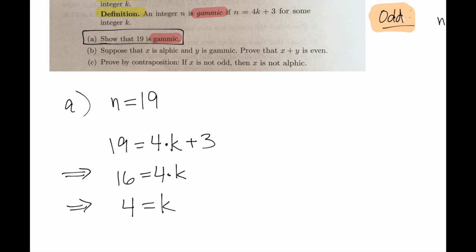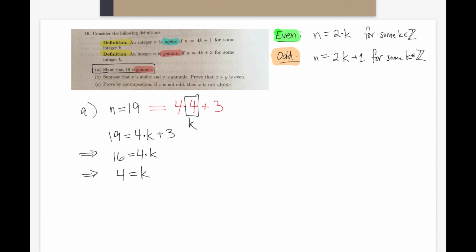And so to show that 19 is gamic, all that you have to do is say, well, 19 equals 4 times 4 plus 3. And in this case, the second 4 here is that number that we were calling k. And so that would show that 19 is in fact gamic. Okay, so now that we've shown 19 is gamic, let's move on to part B.